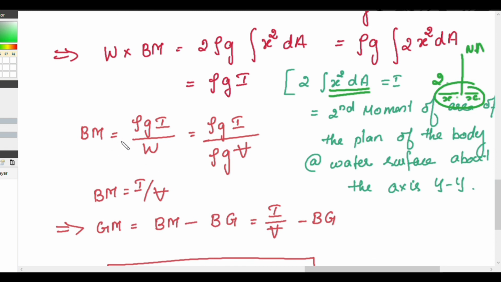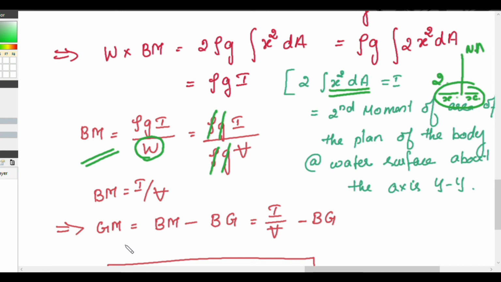Now BM is equal to rho g I by W. We know W is the weight of the body. The weight of the body is rho g into the volume of the water displaced, that is the volume of the body immersed inside the water. Now you can cancel rho g, and what you get is I by V. So BM is equal to the moment of inertia I by the volume V.